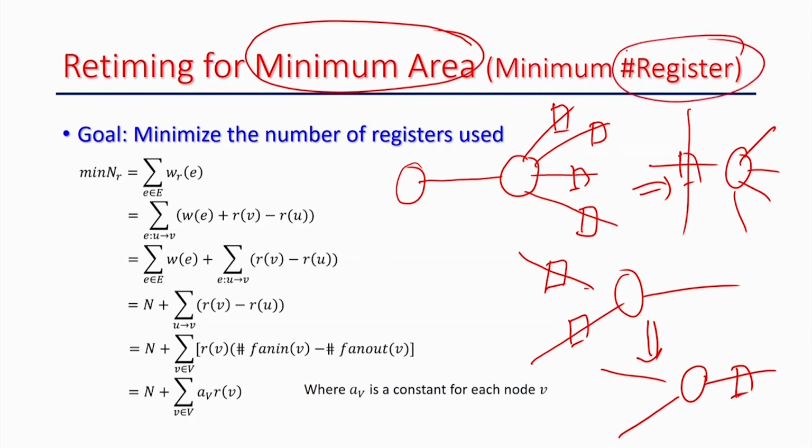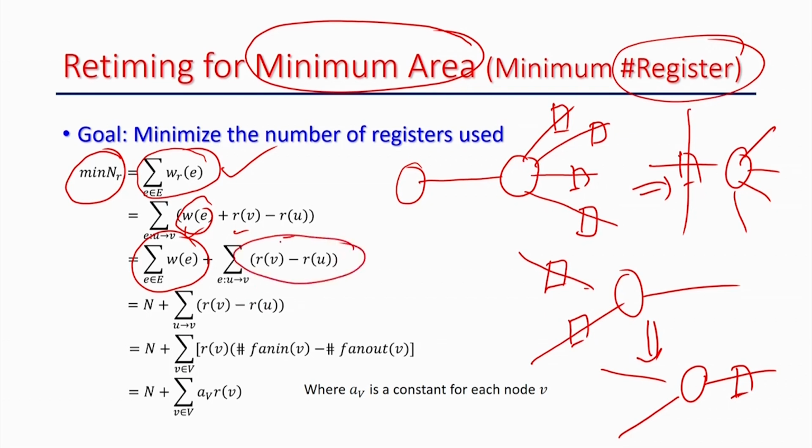So, what will be the objective? Suppose this is the total number of registers, I want to minimize this number. So, what will be the given value? So, the WR is the modified edge weight, right. So, for each edge this is a summation, and that will give you the number of registers after retiming. Suppose you do the retiming in the same way and you get this value, which is nothing but WE plus RV minus RU, right. So, we have already seen that. So, this WE is already fixed. So, this is the summation of the WE plus the summation of the RV minus RU.